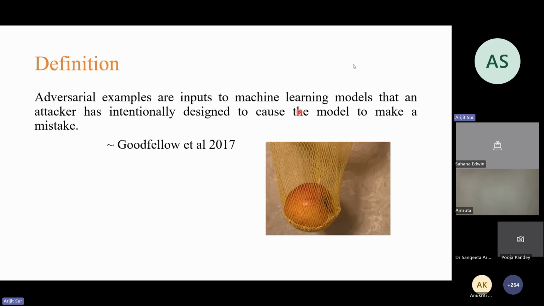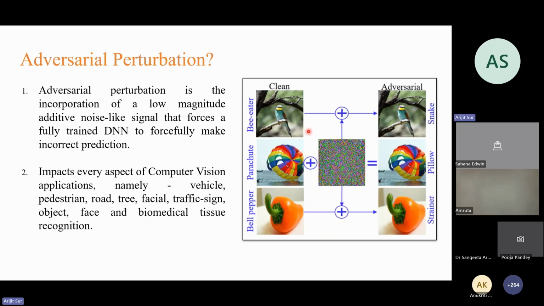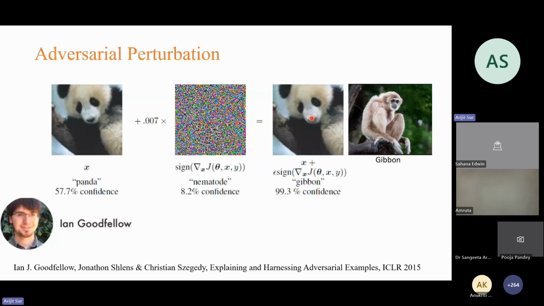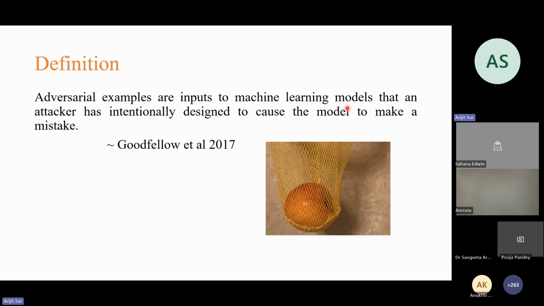So basically, the definition of this attack would follow. Adversarial example inputs. What an adversarial example means is that this particular image, after injecting the noise into the actual image, becomes a perturbed image called an adversarial example. So here the adversarial examples are inputs to the machine learning models that an attacker has intentionally designed to cause the model to make a mistake or a false decision or inference.